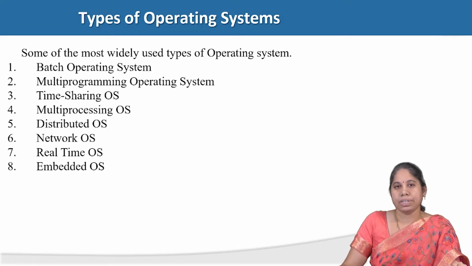Now in today's session, we will discuss the types of operating systems. Under that, the first is the batch operating system. It is a very old operating system which initially evolved. And the second is the multiprogramming operating system, time sharing operating system, multiprocessing system, distributed operating system, network operating system, real-time operating system, and embedded operating system. These are the different types of operating systems we are going to discuss in today's session.